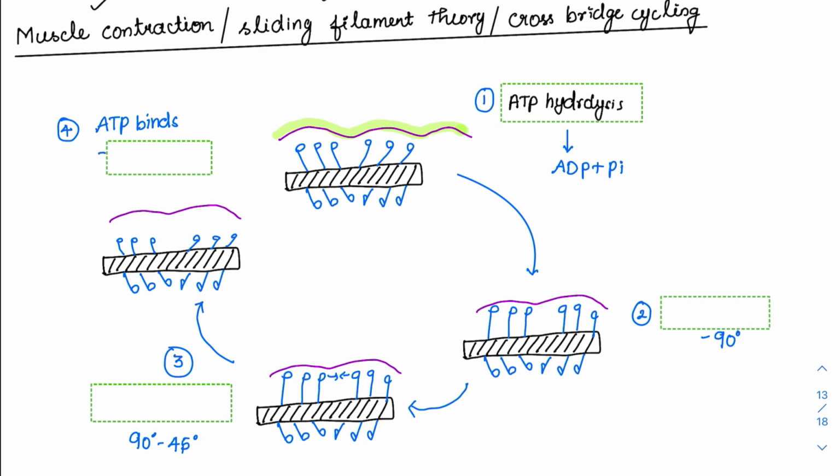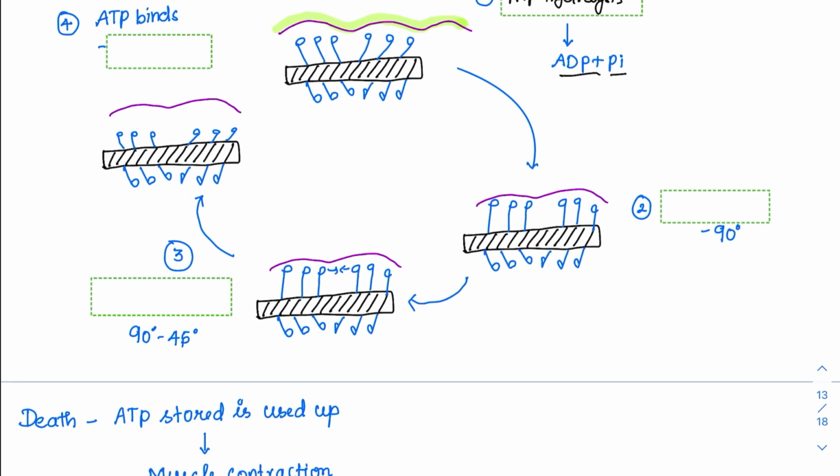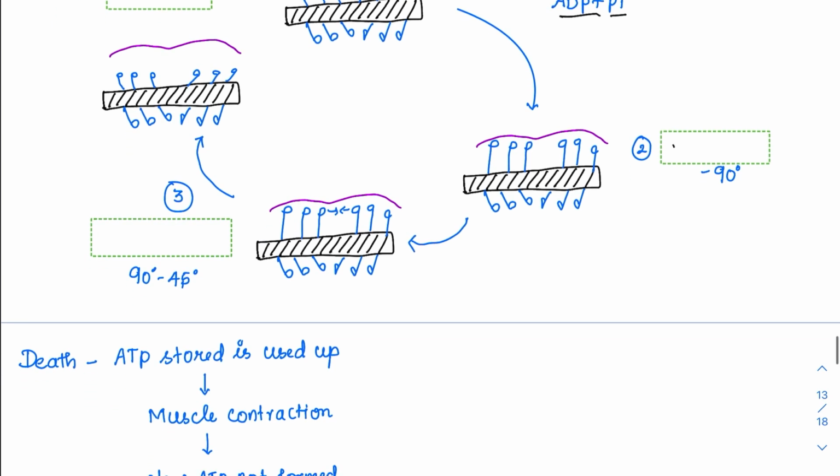Whenever ATP goes in for hydrolysis, it releases high energy phosphate bonds. Because of this, what is going to happen? Now the actin and myosin are going to get attached to each other. So the second step is attachment. In this attachment, usually it is attached perpendicularly. That's why we have written it is attached at 90 degrees.